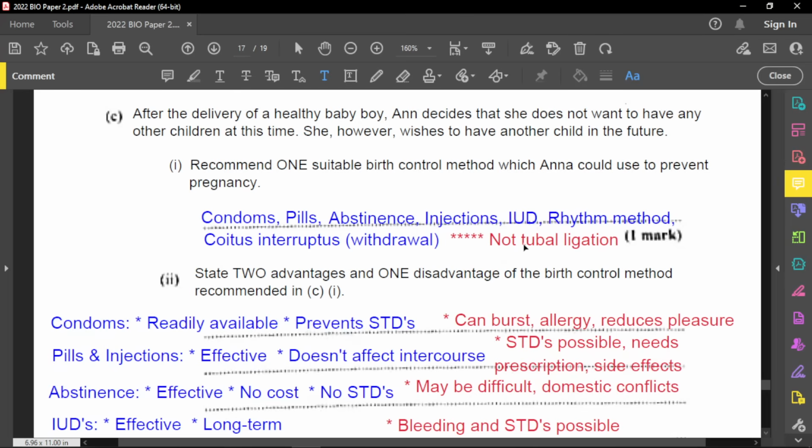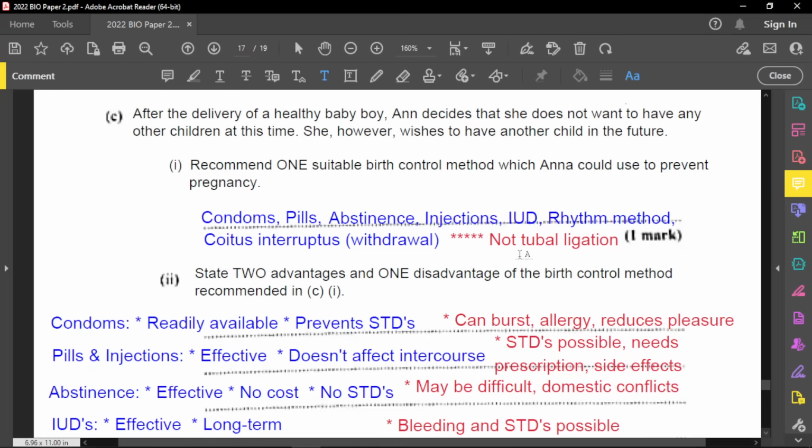And this is very important. I put in red here. You cannot use tubal ligation. Why? Because tubal ligation is said to be irreversible. And if she wants to have children in the future, then it is not a suitable option. It is not recommended. All right. So they will mark you wrong if you put that on the paper.